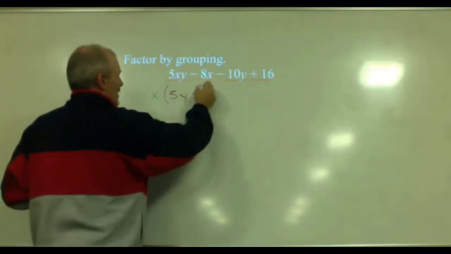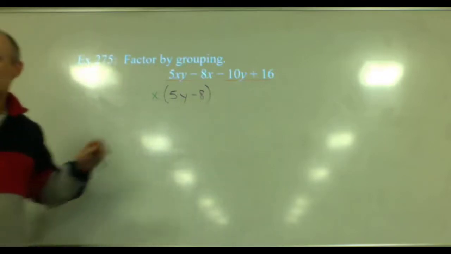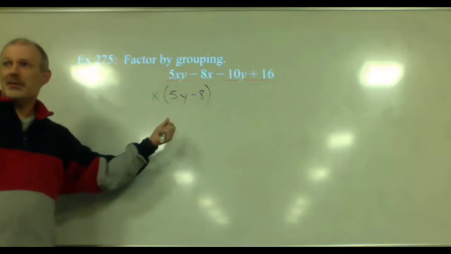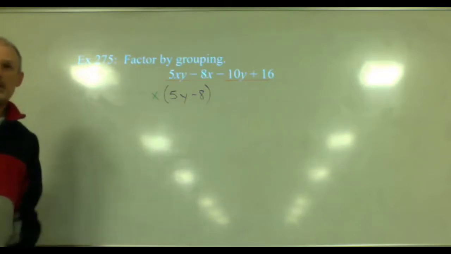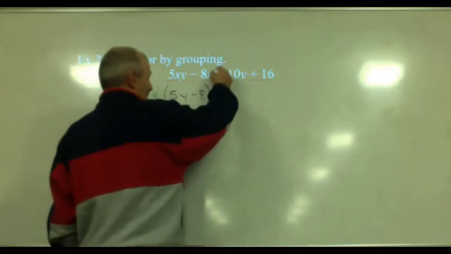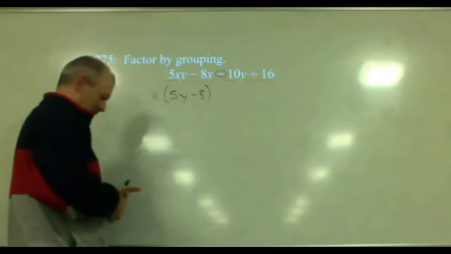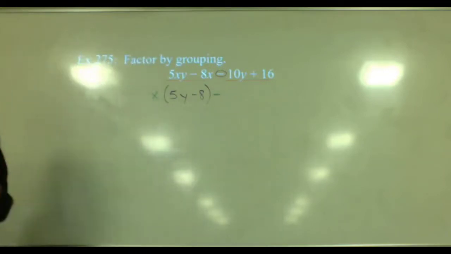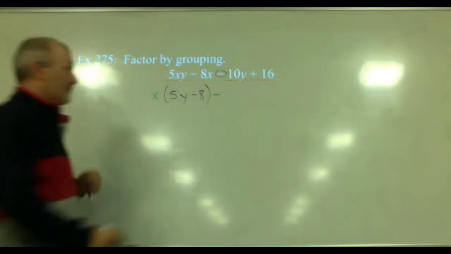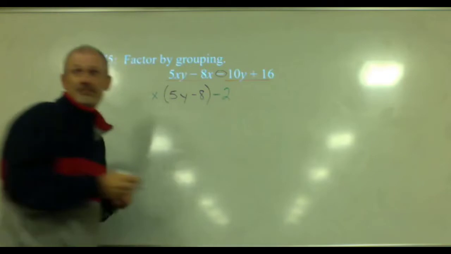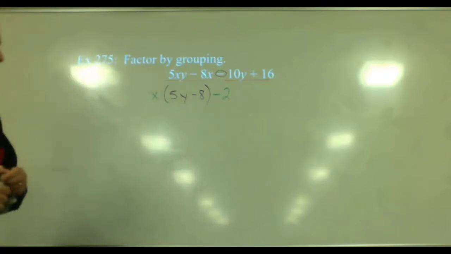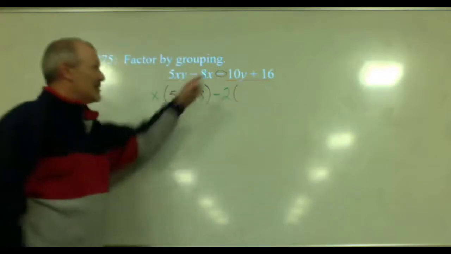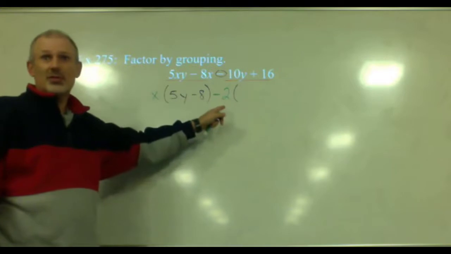So you guys are speeding up on this greatest common factor stuff already. Is everybody okay with that? 5y minus 8 is what would be left inside the parentheses. Okay, then what did we say? Since this is a minus, we've got to factor out a negative. And what else can we factor out of the second group? A 2. Is everybody okay with that? 2 divides into both of those. Now remember, we are dividing by a -2. So -10y divided by -2 will be what?